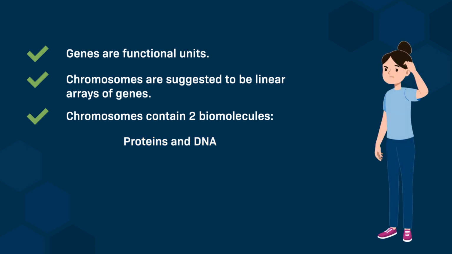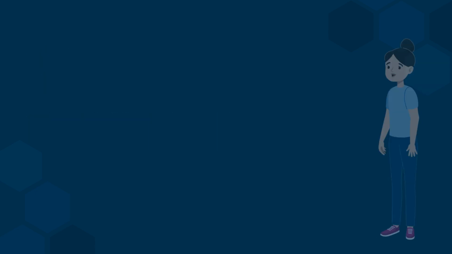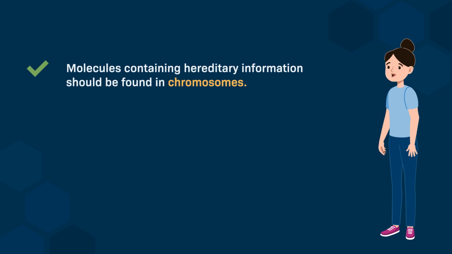What does this information allow us to infer? We can infer that the molecule that contains hereditary information should be located in chromosomes. Since proteins are unlikely to contain hereditary information, DNA must be the molecular support of heredity. Although it may seem simple, it took 25 years for the scientific community to accept this conclusion.